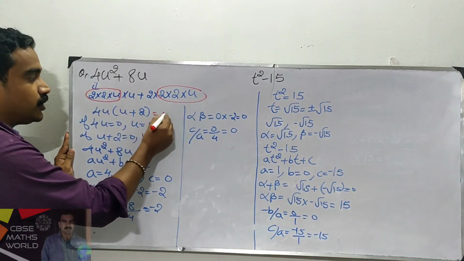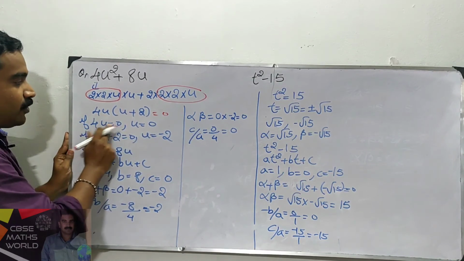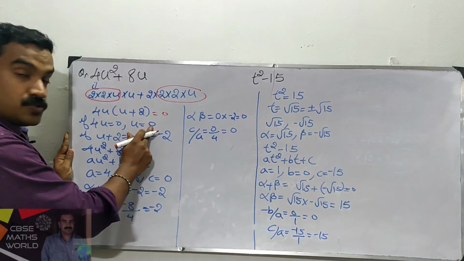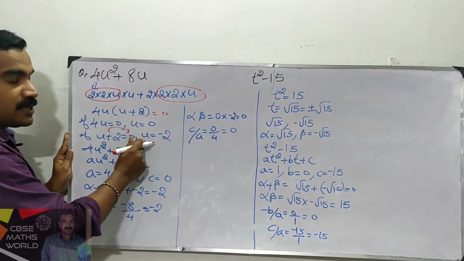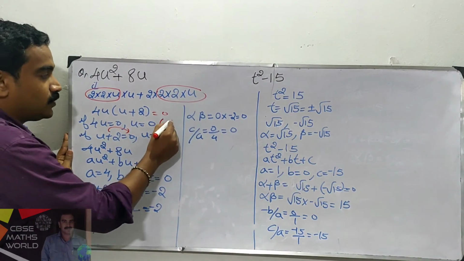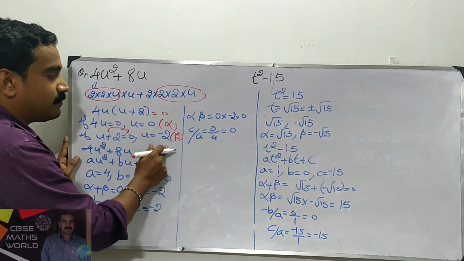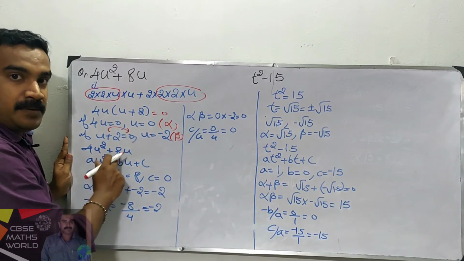Let this equal to 0. Maybe the first one is 4u equal to 0, that is u equal to 0. If u plus 2 equal to 0, bring this 2 here, you will get u equal to minus 2. So u equal to 0 and u equal to minus 2. This is alpha, and the second one is beta. So we got alpha as 0 and beta is minus 2.